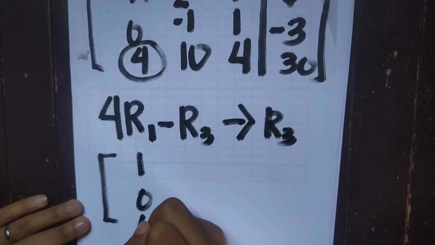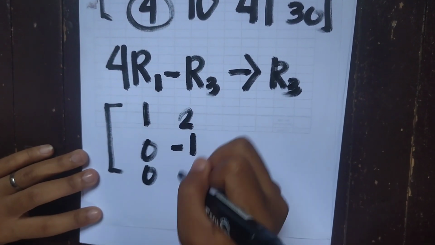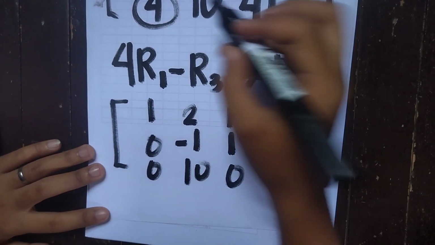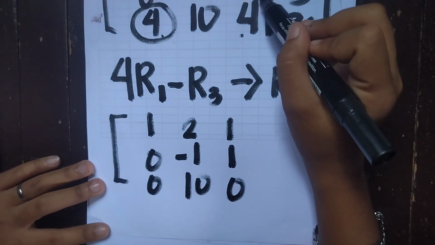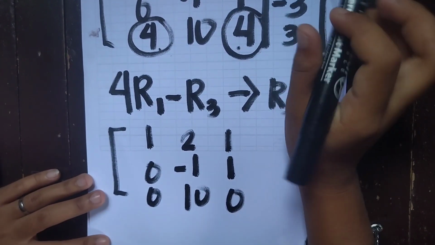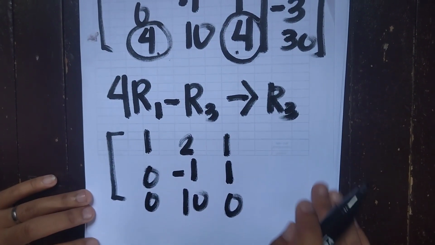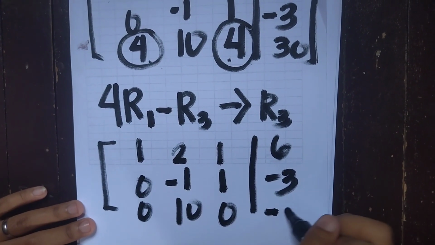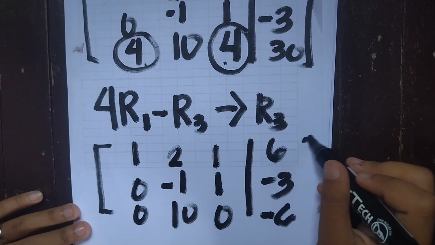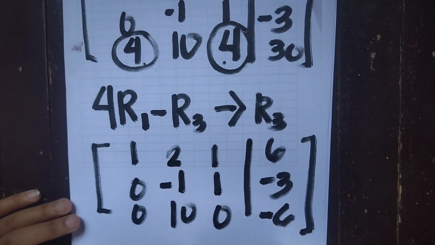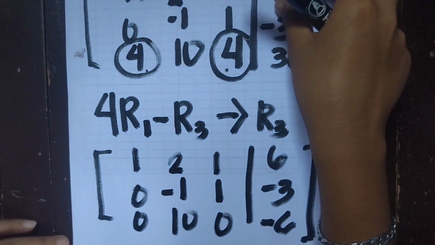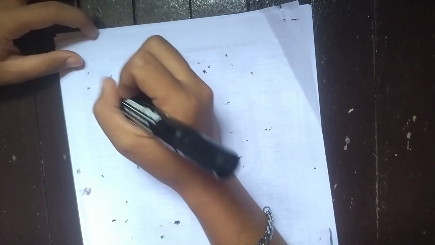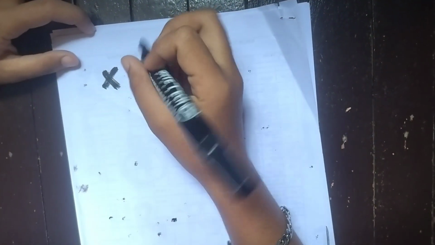1, 0, 0, 2, negative 1, 10, 1, 1, 0. Since parehas man si 4 here, so ato siyang i-change into 0. So, 6, negative 3, and negative 6. Our new matrix looks like this. Now, we'll have a new system of linear equations.